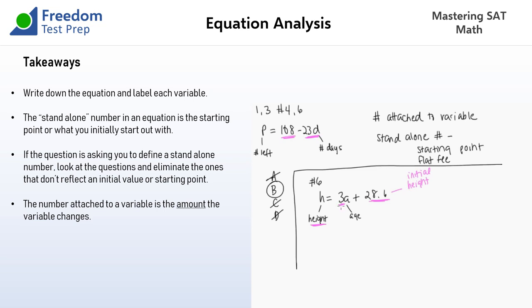And the 3, I said, the number that is attached to the variable, I think I'll write that down up here. The number that's attached to a variable is the amount by which it changes. So it is whatever it is in the problem. In this case, it's the age. And so the question is, what is the estimated increase in height per year? And that is precisely what the 3 is. Our answer is 3.